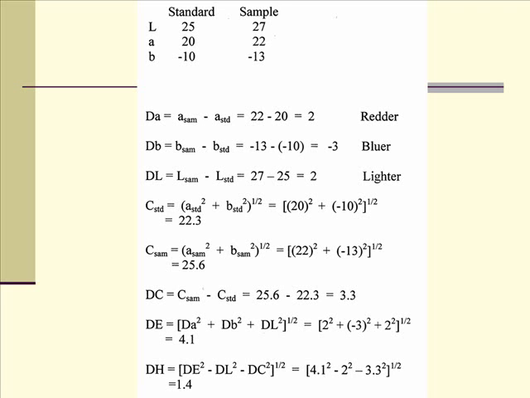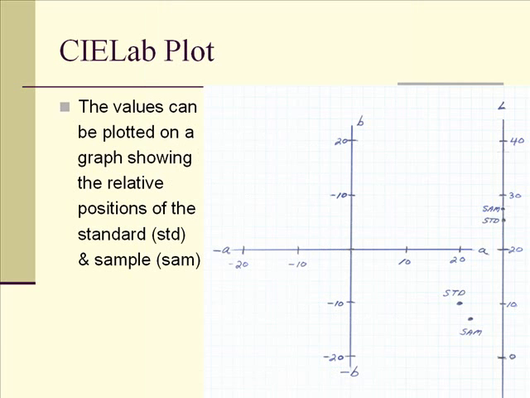And we can take those values and plot them on an absolute LAB plot. And here's an example of that. This is our LAB plot, and our standard was right here. So our standard is a positive 20 and a negative 10 for A and B. So that's our value. Our sample is a positive 2 for A and a negative 13. That's where they fall on that.